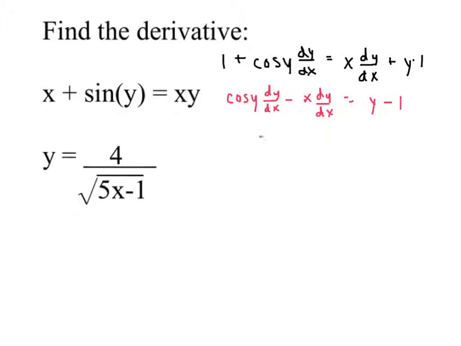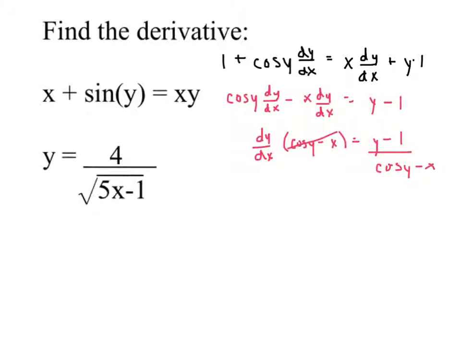Now I factor a dy dx out, and I'm left with cosine of y minus x equals y minus 1. And I divide both sides by cosine y minus x.